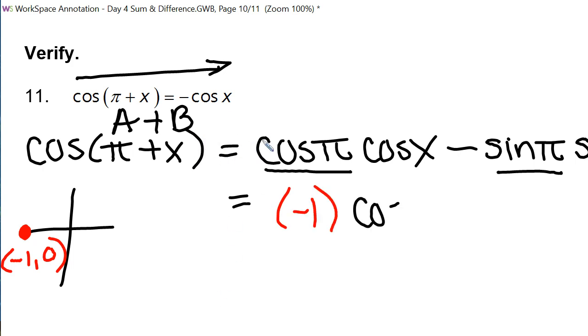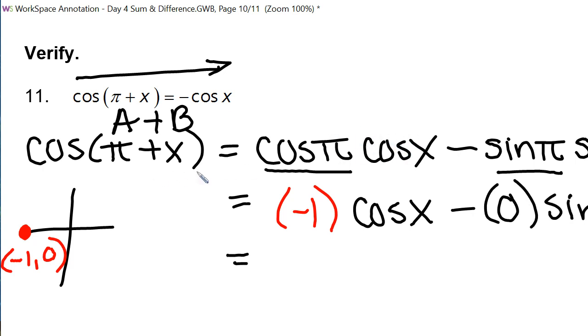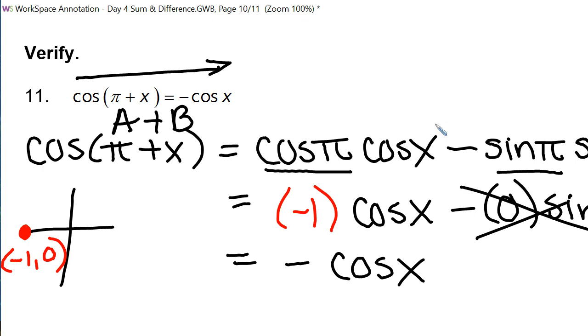Negative 1 times cosine of x minus what's the sine of pi? 0 times sine of x. What's negative 1 times cosine of x? Negative cosine of x, and negative times 0 times sine would be 0. So the answer is just negative cosine x. So we started with the left side and we proved it equals the right side.